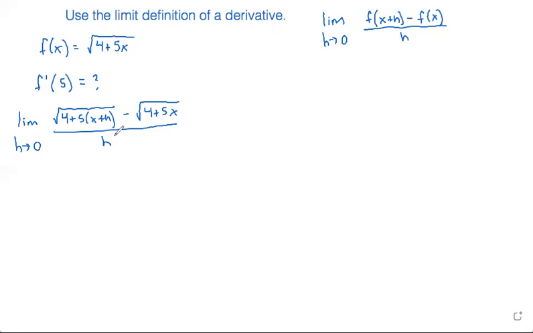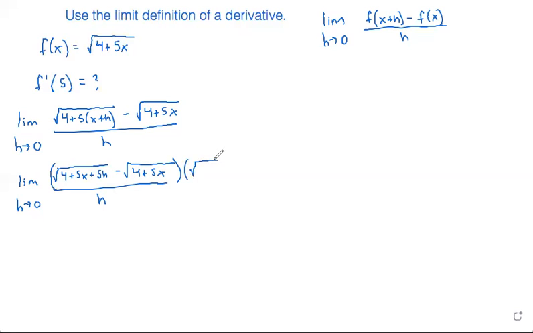So this is a bit of a bear to simplify. Let's first just distribute our 5, and we get the limit as h approaches 0 of the square root of 4 plus 5x plus 5h minus the square root of 4 plus 5x all over h. From here, what we need to do to simplify is to multiply by the conjugate of our radicals. So we'll take these two terms and we'll multiply top and bottom by these same two terms, except instead of subtracting them, we'll add them because that makes it the conjugate.